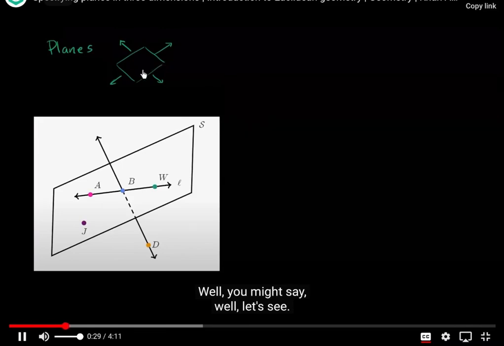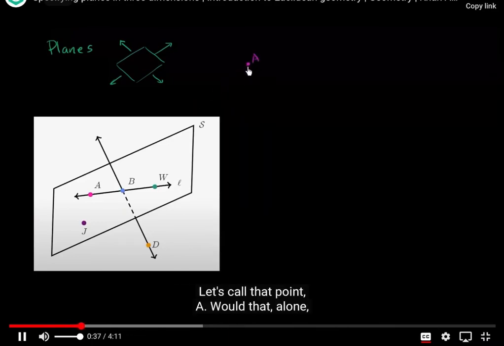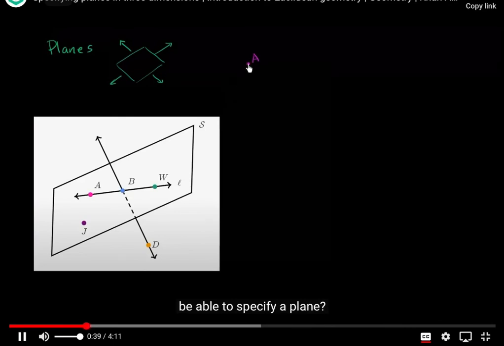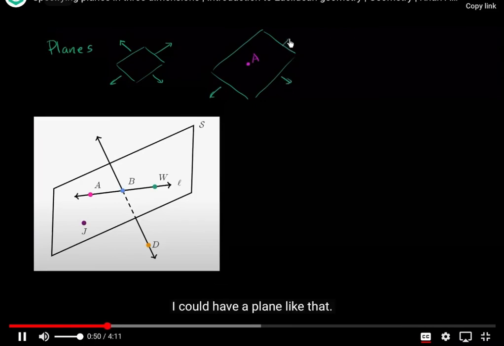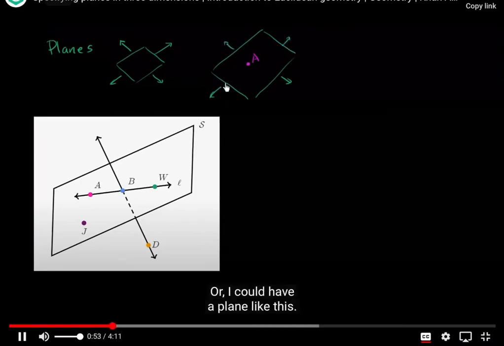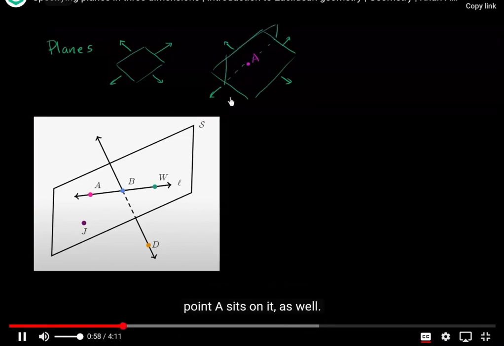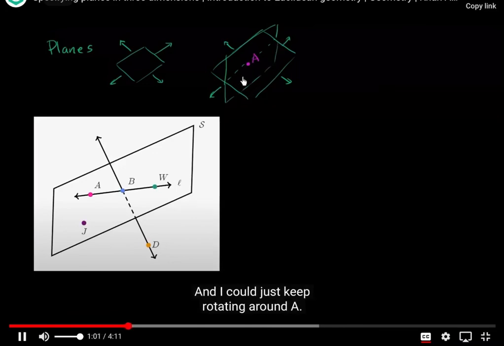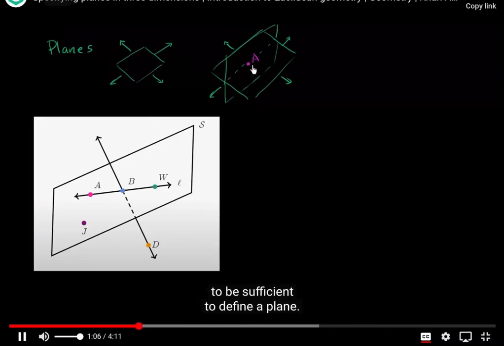Well, let's think about it a little bit. Could I specify a plane with one point right over here? Let's call that point A. Would that alone be able to specify a plane? Well, there's an infinite number of planes that could go through that point. I could have a plane that goes like this, where that point A sits on that plane. Or I could have a plane like this, where point A sits on it as well. I could just keep rotating around A. So one point by itself does not seem to be sufficient to define a plane.